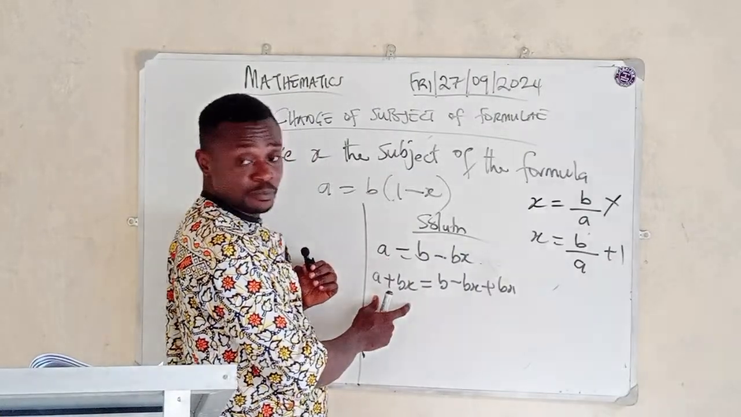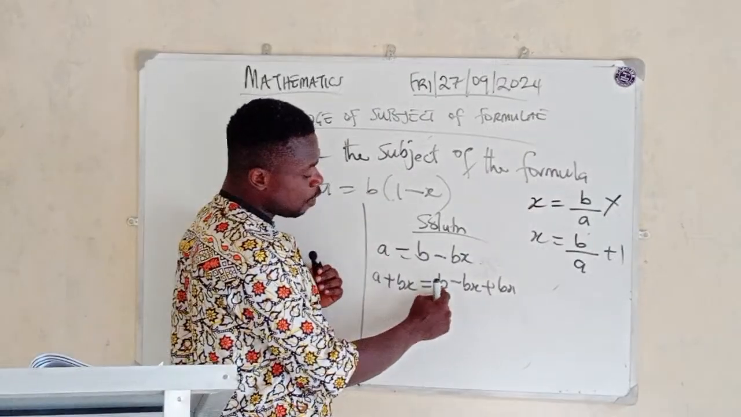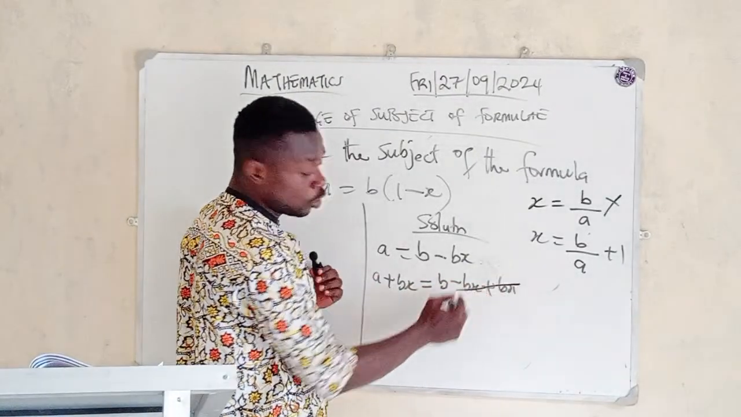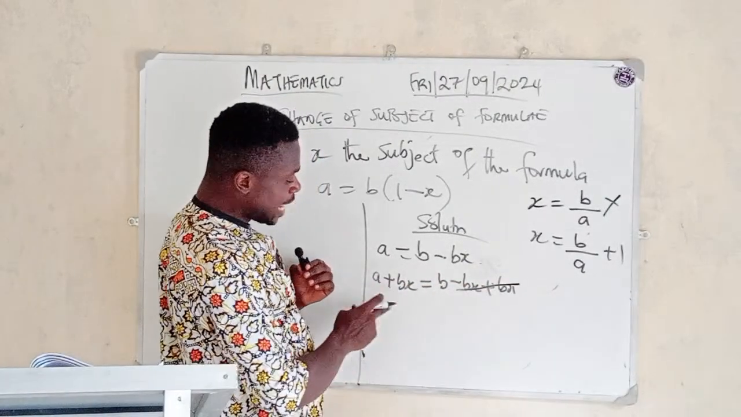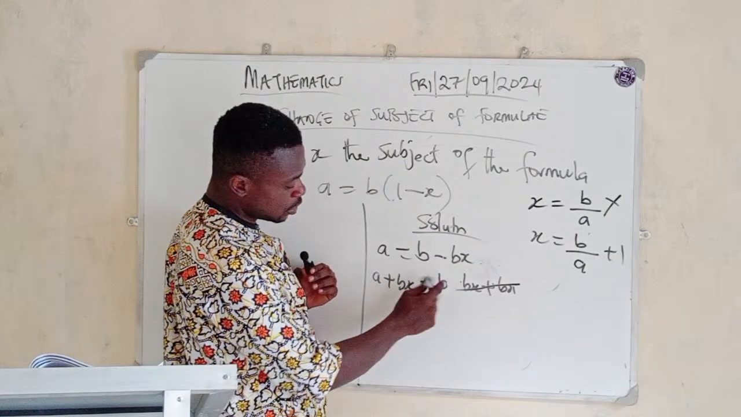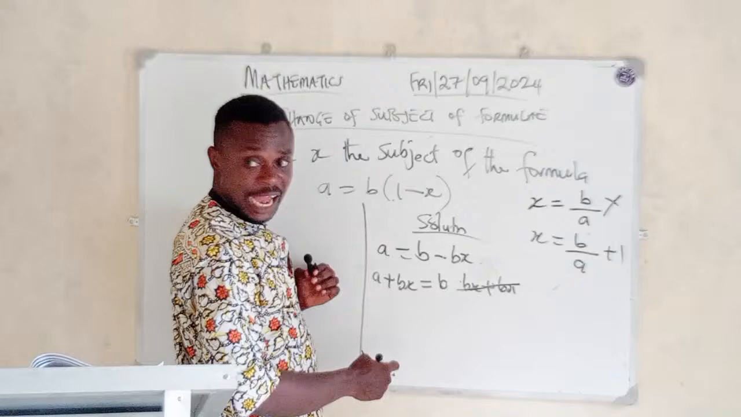This has become b minus bx plus bx. This will go, don't you know? So that means a plus bx is now equal to what? B.